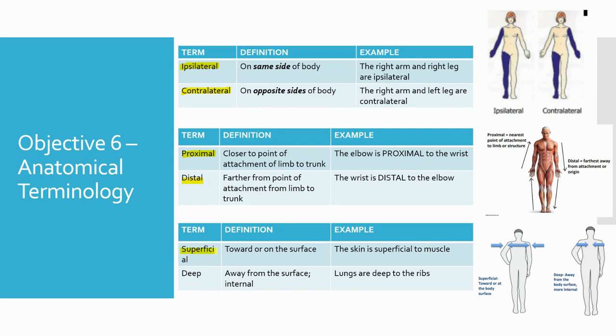And then your next set of terms is superficial and deep. And to me, this one is kind of easy to remember because if you think about someone who you might describe as superficial, a lot of times it means they care about what's on the surface more than what's on the inside. So superficial means toward the surface or on the outside, whereas deep means more internal, going away from the surface. So like the lungs in your chest, they are kind of behind the ribs. And so the lungs would be deep to the ribs, and the ribs would be superficial to the lungs.